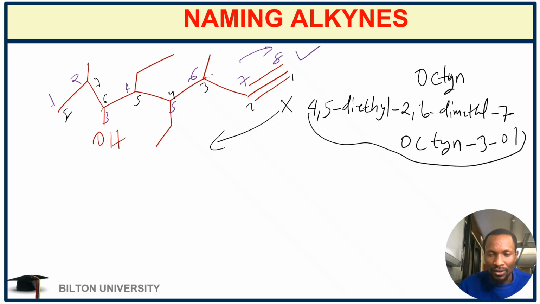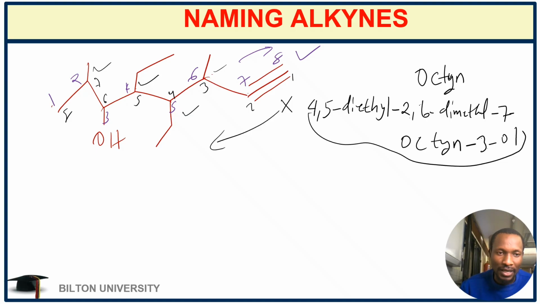So let's now look one by one. It tells us that this 4,5 diethyl means that there are ethyl groups on carbon number 4 and carbon number 5, and 2,6 dimethyl, so we have 2 and 6, and then 7 octane. We have a triple bond on carbon number 7, and 3 ol, meaning that the alcohol is on carbon number 3. So that's how we can name this structure.